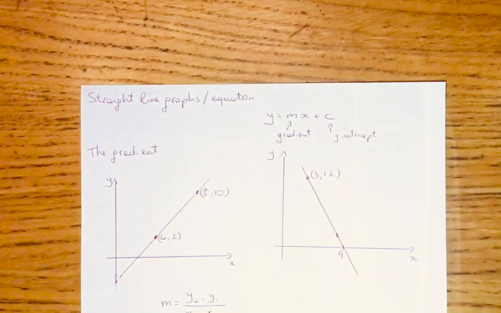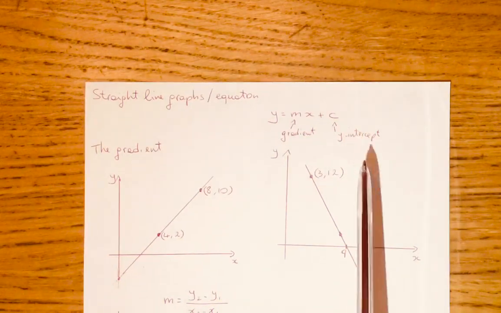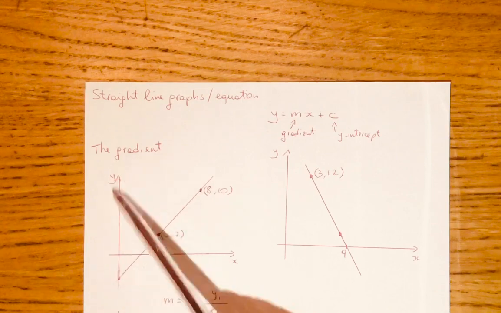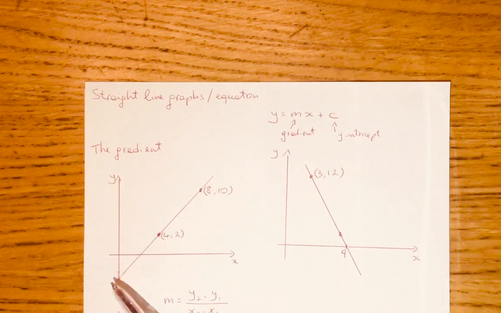C is the y-intercept, which is the point where the line crosses the y-axis. So it's that point there.